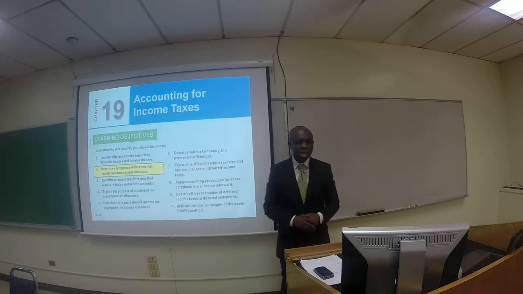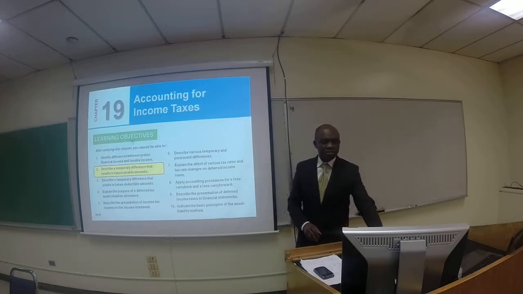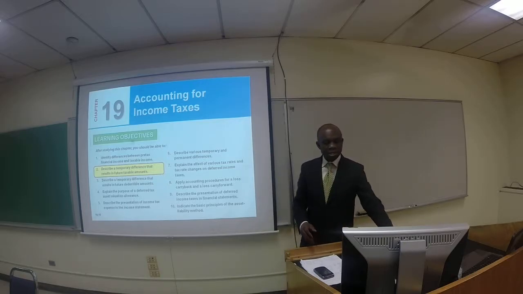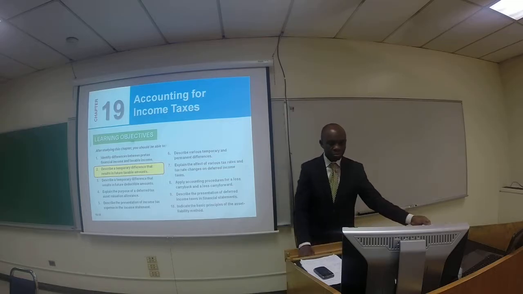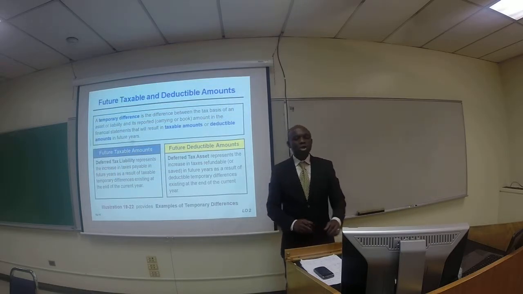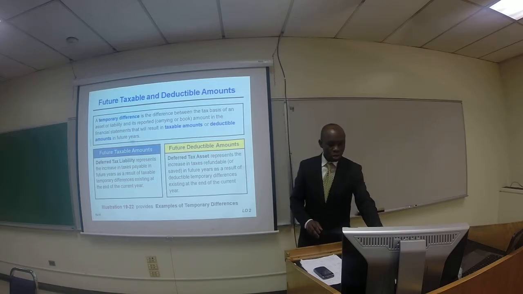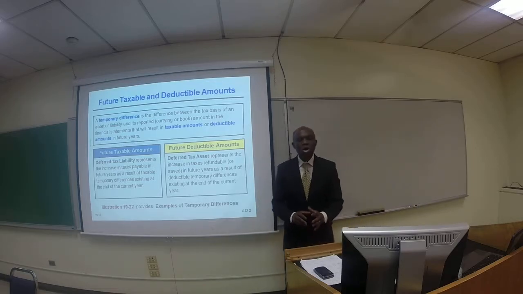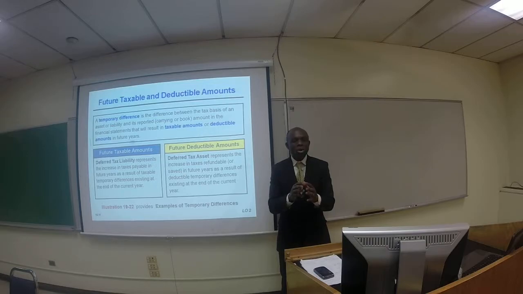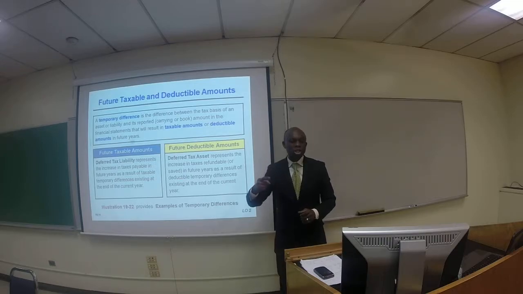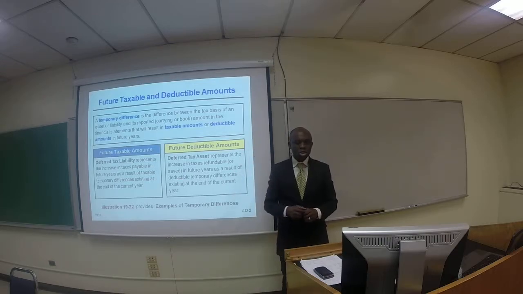So let's take a look at the second objective. Let's describe a temporary difference that results in future taxable amounts. So what are we talking about here? Future taxable and deductible amounts. These are two issues. Here we are talking about what is going to be taxable in the future and the amount that we are able to deduct in the future. So we call those deductible amounts.